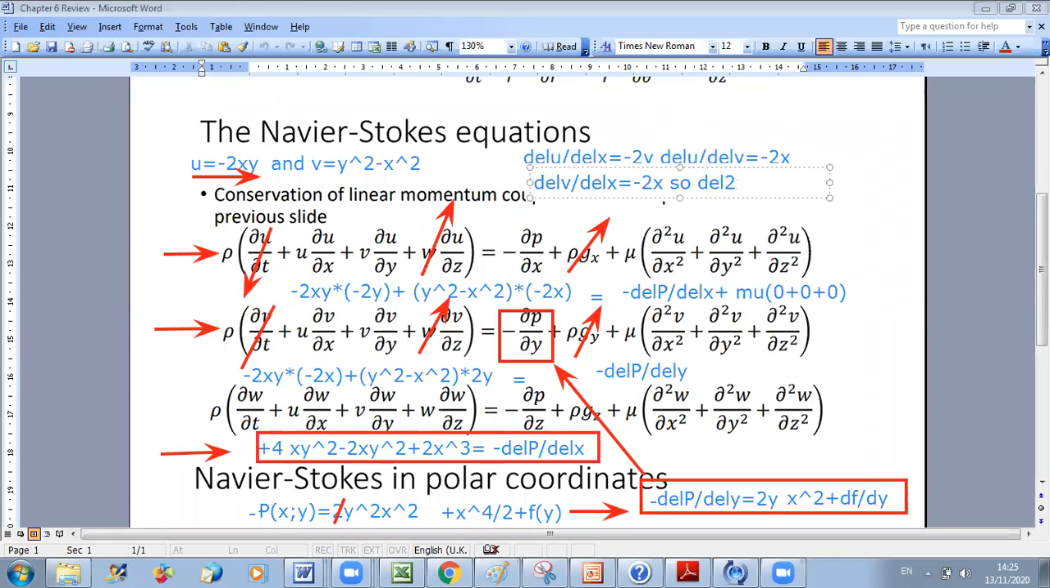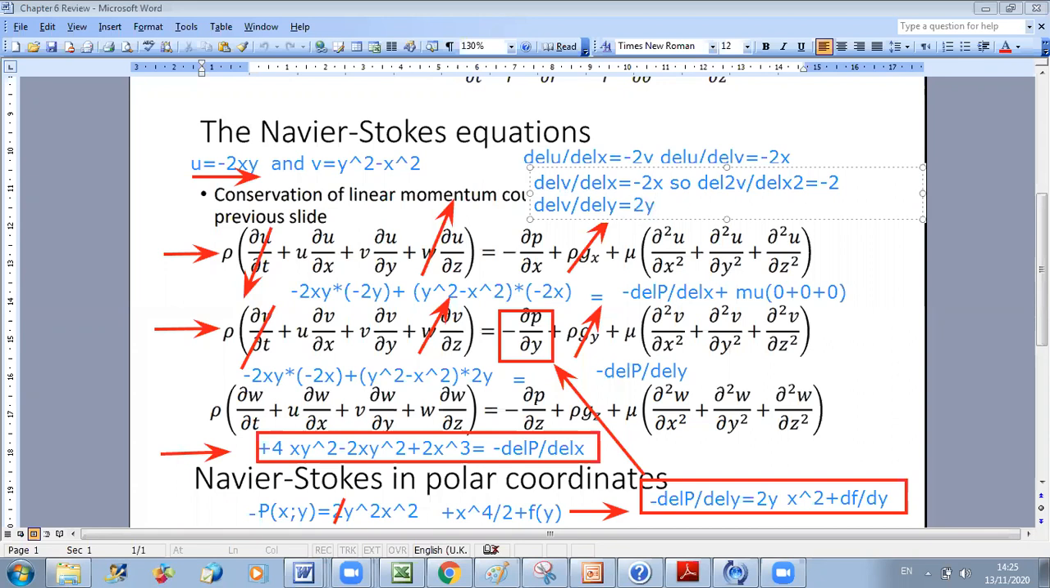So del square v over del x square is equal to minus 2. Okay? So I can replace del square v by del x square by minus 2. And now I should compute del square v by del y square. So now I should do del v first over del y. I will get equal to plus 2y.